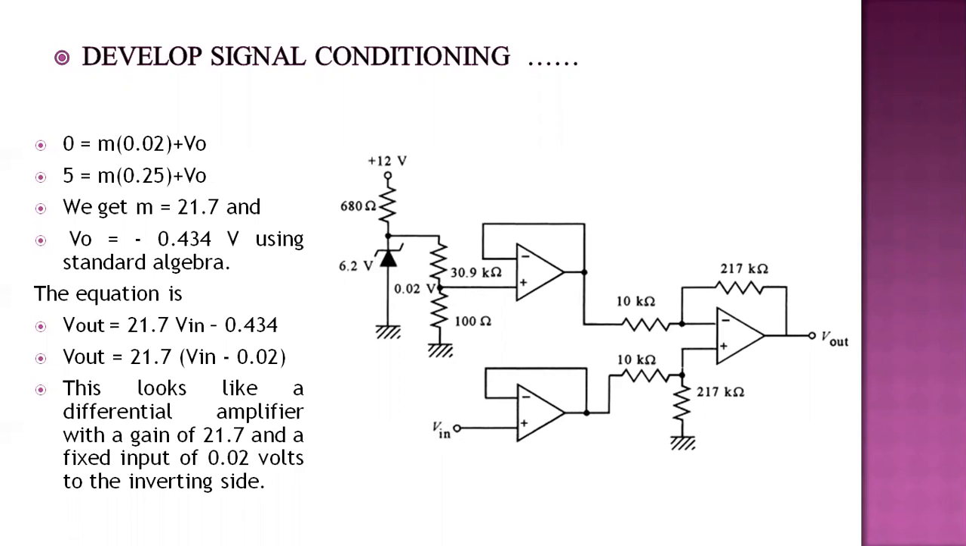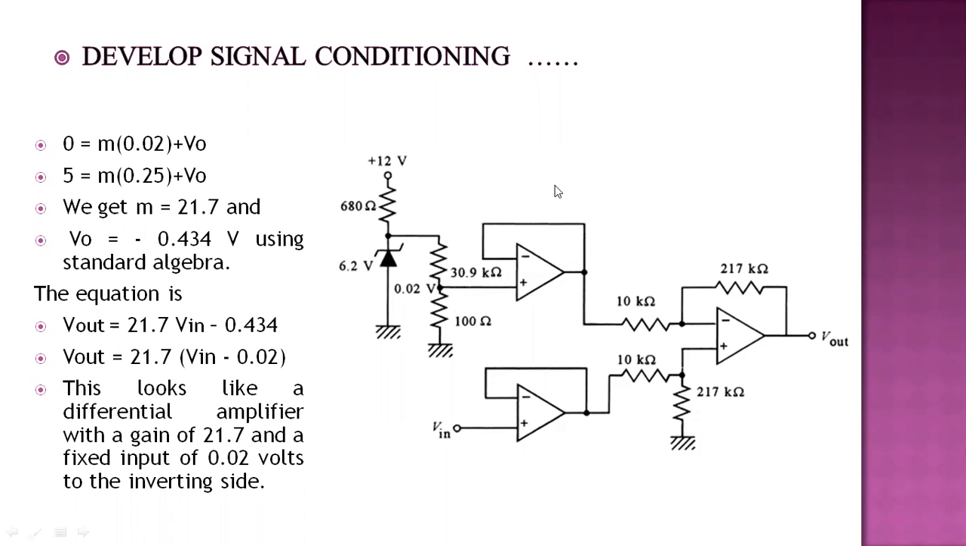Many IC manufacturers package instrumentation amplifiers in single ICs also, since they are in such common use, and many use the circuit shown in the figure. A common configuration of an instrumentation amplifier is shown over here, and here the values of the resistors are selected so that the gain will be 21.7. So the resistors are selected as R2 equal to 217 kilohms and R1 equal to 10 kilohms. So the gain will be 21.7.